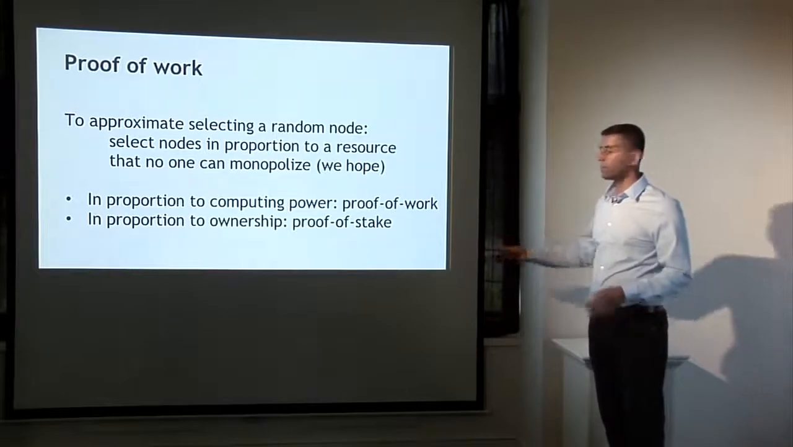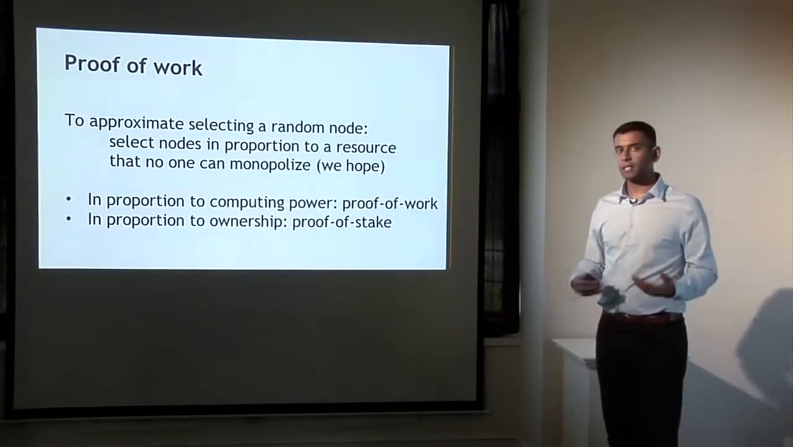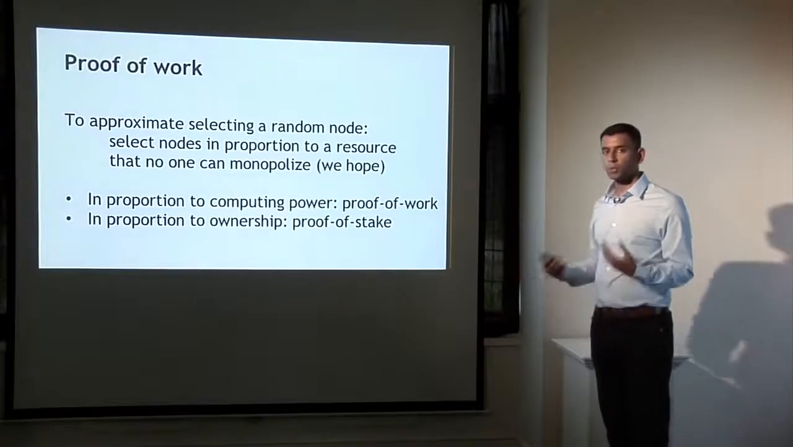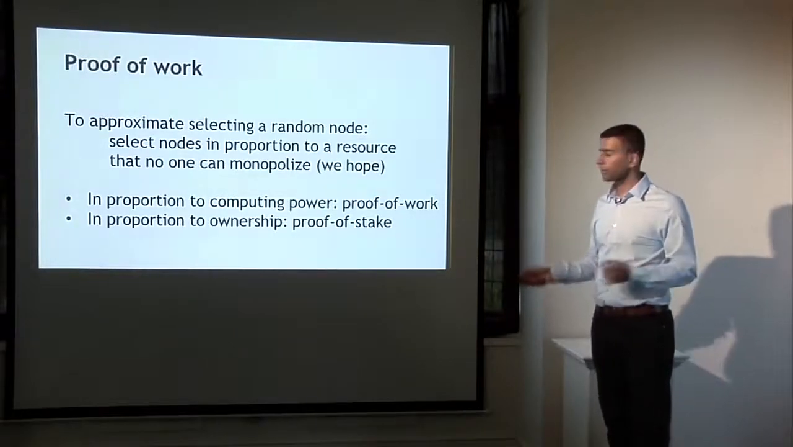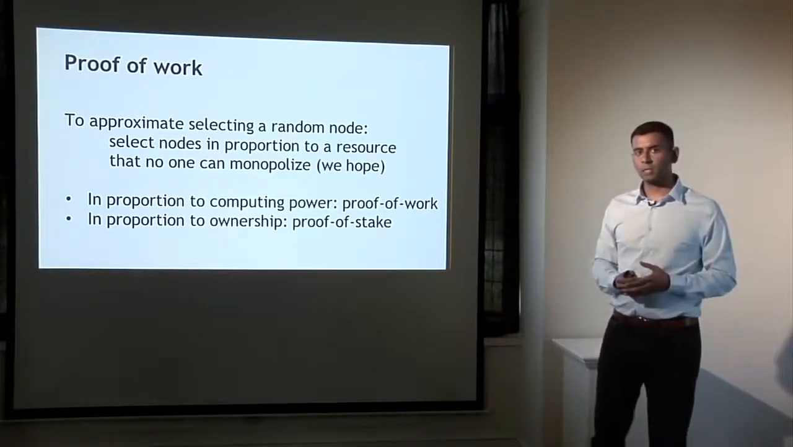Alternately, it could be in proportion to ownership of the currency, and this is a legitimate alternate model. It's not used in Bitcoin, but it's been proposed and it's used in a lot of alternatives to Bitcoin, and that's called proof of stake, which we'll see in a later lecture. But let's come back to proof of work. Let's try to get a better idea of what this means.